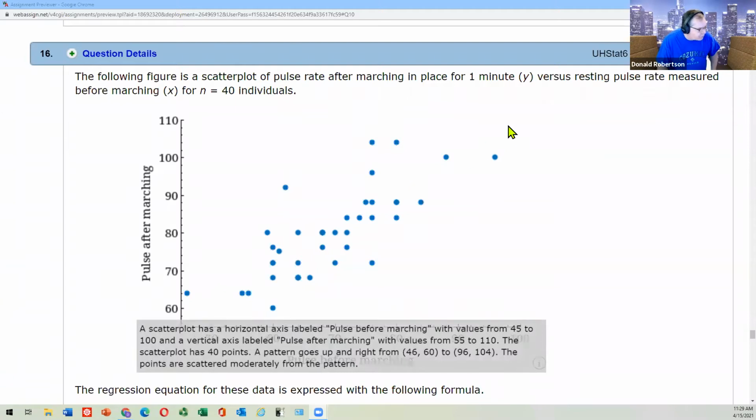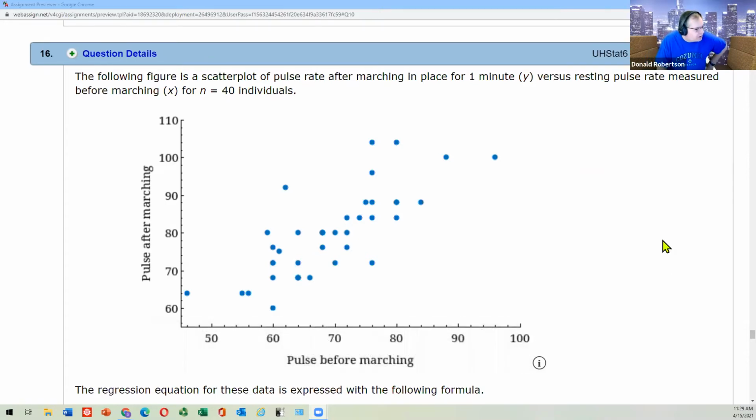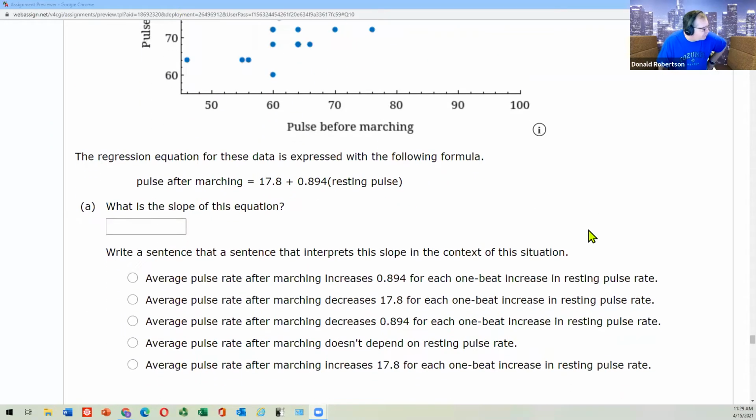Would you agree that this is positive? What do you want to do? Strong, moderate, weak? Moderate? Okay, we know that's a bit arguable. What else do we need to say about this one? Linear? Do you think it's linear? As opposed to curved? I think those are the standard questions that you're being asked.